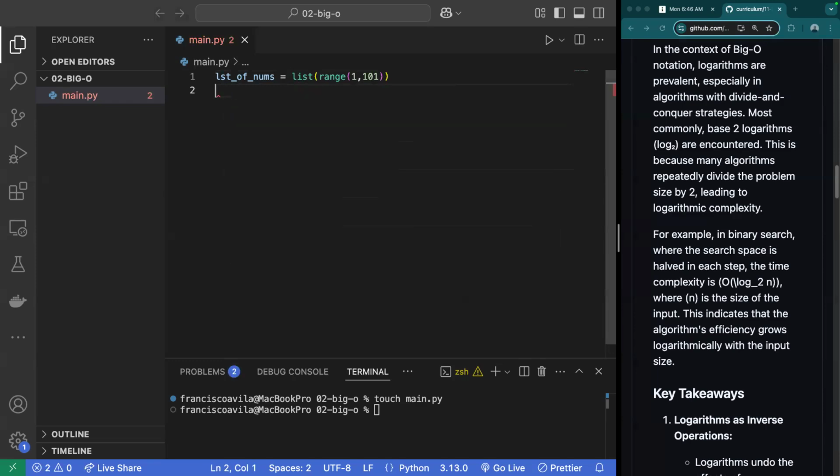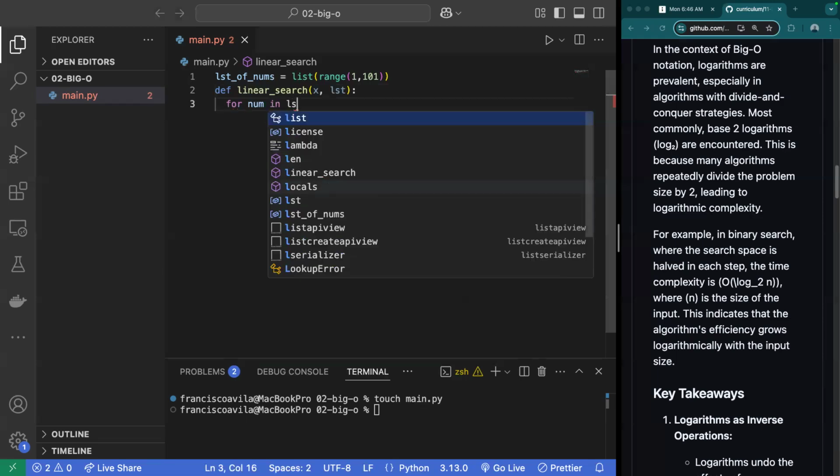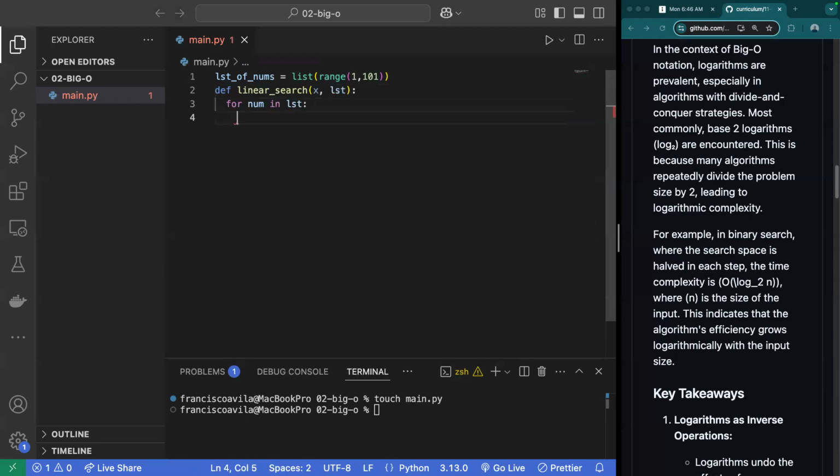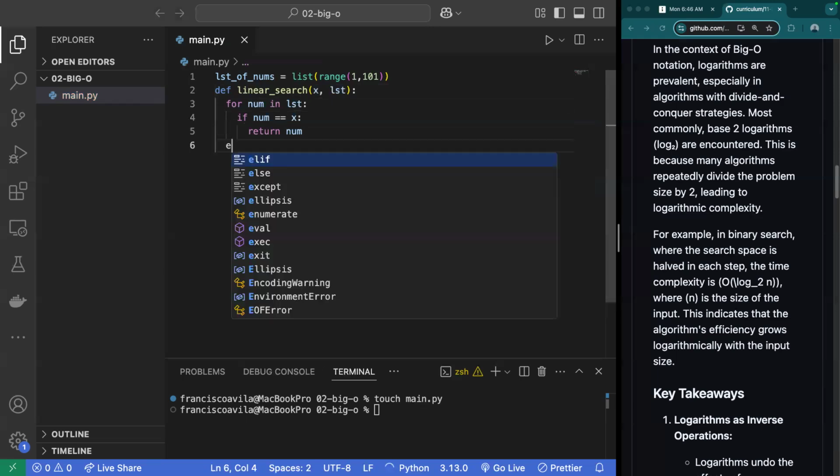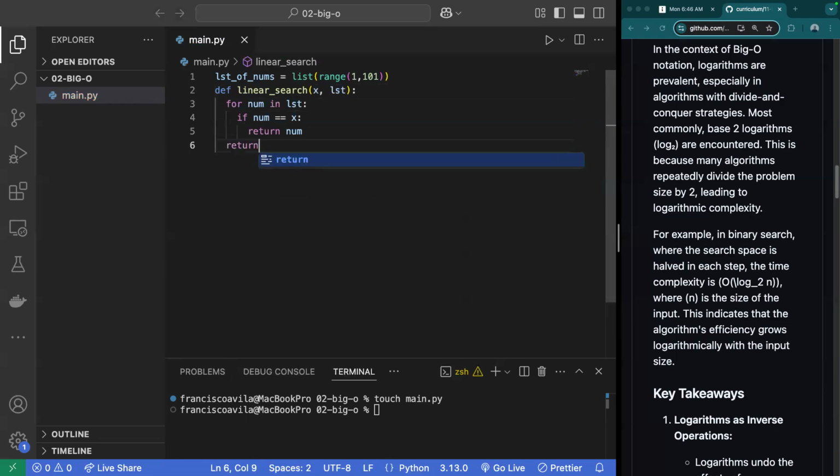I would write a function. Let's call this linear search. It takes X and a list: for num in list, if num is equal to X, I return num. Otherwise, at the end of it, I just return none if that never gets triggered. So this is my linear search.